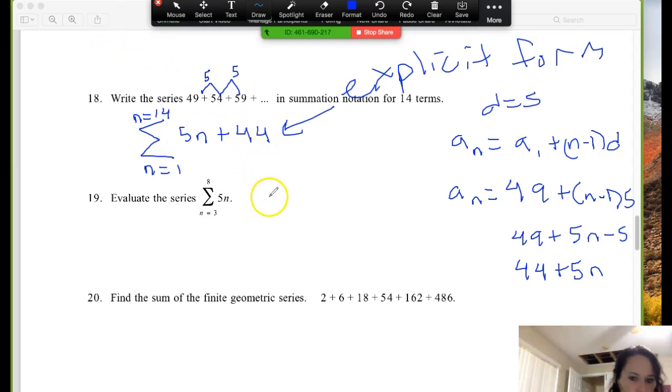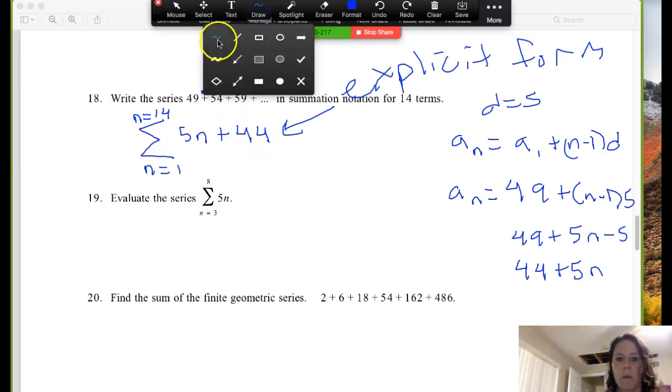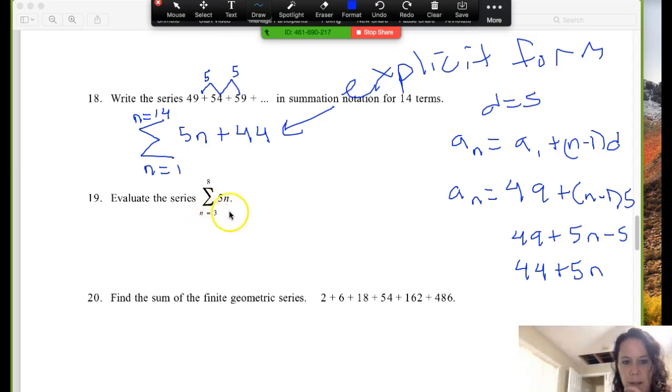Now if I want to evaluate this series, I need to plug in my values. I want to sum 5n when n is 3 to 8. One thing I could do is plug in 3, then 4, then 5, then 6, then 7, then 8, and add those numbers up. Or I could use the sum formula: the number of terms divided by 2, times the first term plus the last term.